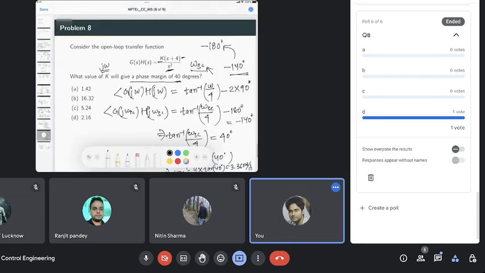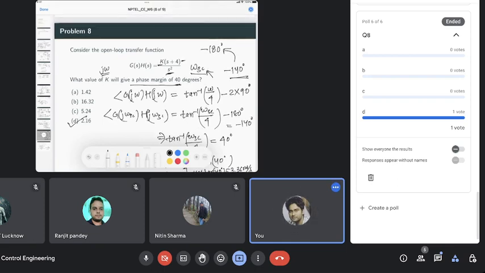2.16, yeah. So this is the value of k for which you have a phase margin of 40 degrees. Okay, so is it clear?